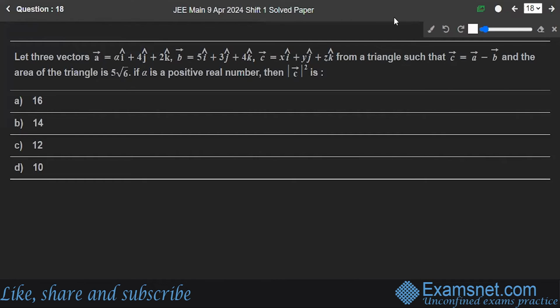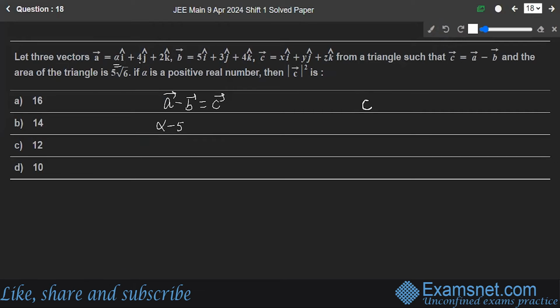Question number 18. Let three vectors A, B, C form a triangle such that AC is equal to A minus B, and the area of the triangle is 5 root 6. If alpha is a positive real number, then what is the modulus of C vector squared? So first thing, you have A minus B vector is equal to C. And this is, let's solve, this is alpha minus 5 and this will be 4 minus 3 that is equal to J.